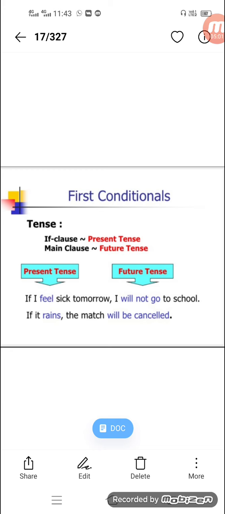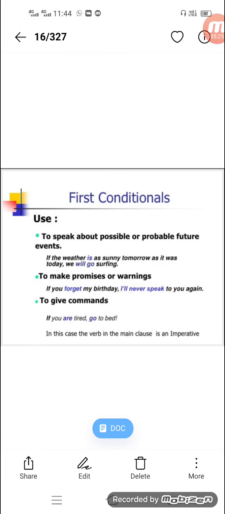Present tense can show that the condition is fulfilled. Future tense shows its probability. Here the situation is fulfilled. The situation is, I feel sick tomorrow, I will not go to school. It shows the probability of the action. If it rains, the match will be cancelled. Next let us see the uses of this first conditional.